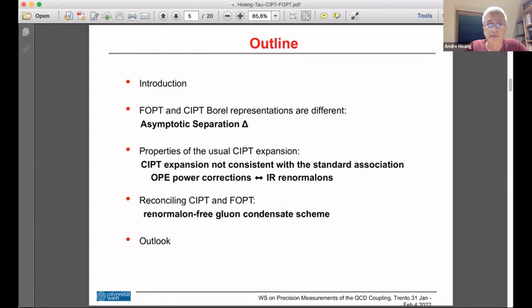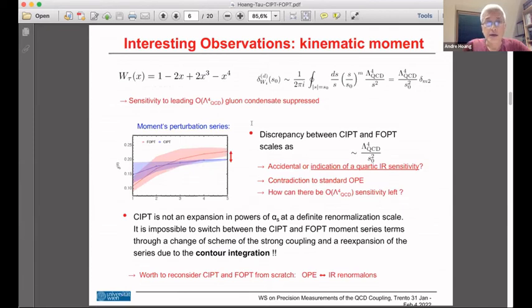So let me start with some interesting observations everyone can reproduce. If you don't believe me, put it on your computer, do it yourself, and you can check it. Consider the moment with this weight function, which is for the hadronic tau decay. This is a moment for which you can show that the gluon condensate contributions are strongly suppressed. You can basically neglect them because they're so small.